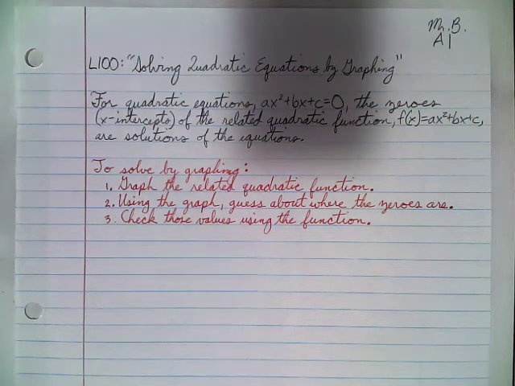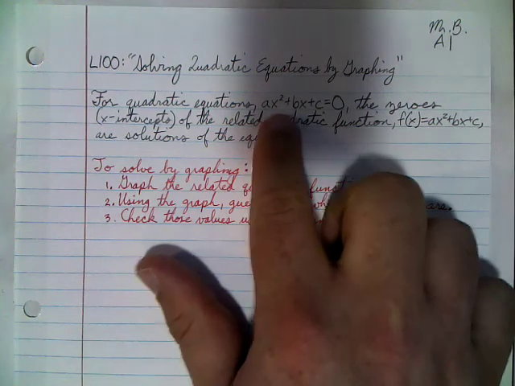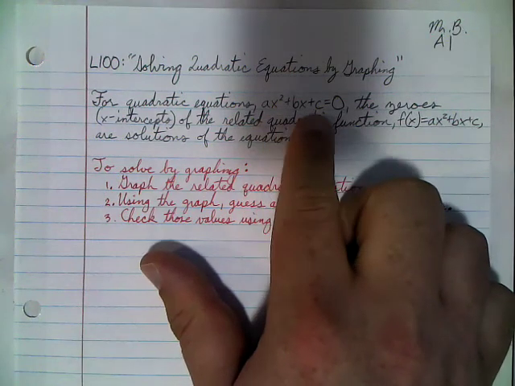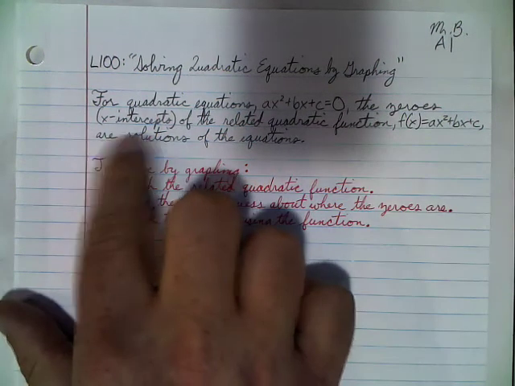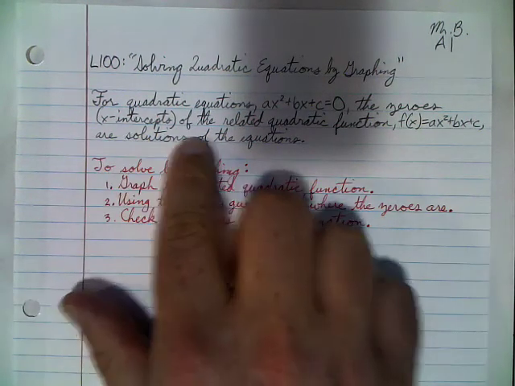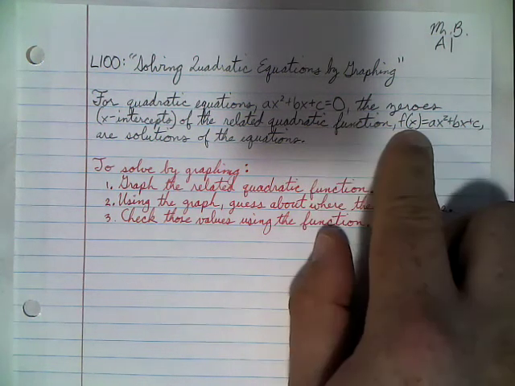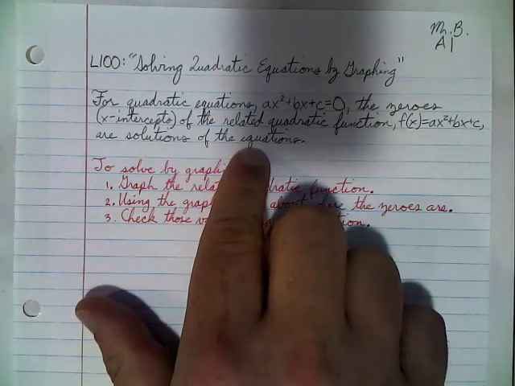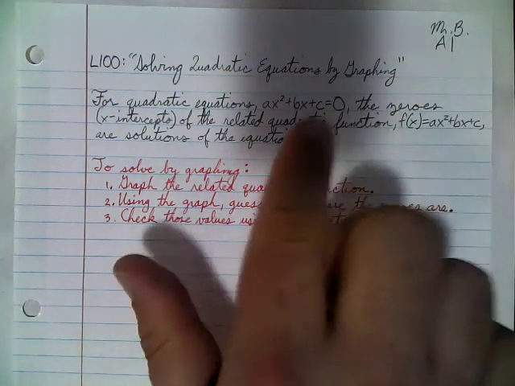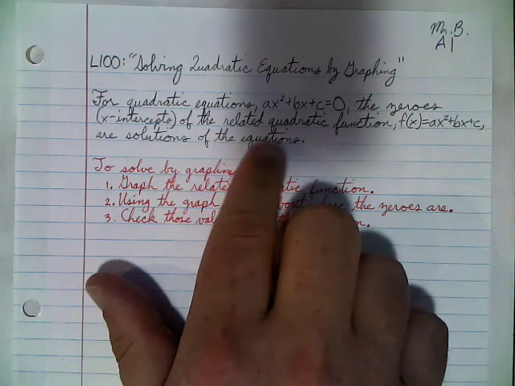So ladies and gentlemen, in order to use graphing to solve, first we need to understand that for quadratic equations of the form ax squared plus bx plus c equals 0, so standard form, the zeros, which are really just the x-intercepts, of the related quadratic function, which basically just replaces the 0 with f of x, are the solutions of the equations. So the zeros of the related function are the solutions to the quadratic equations.